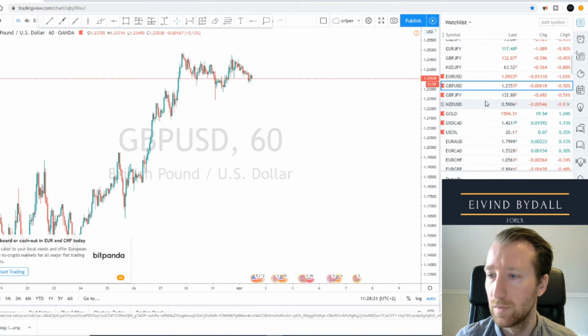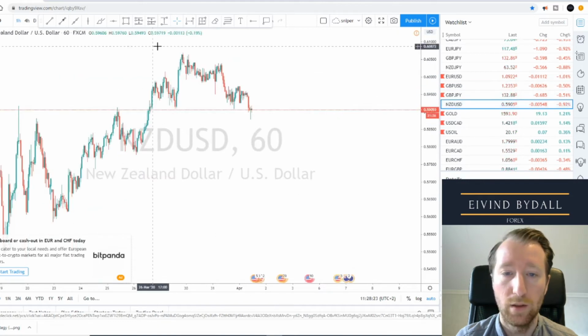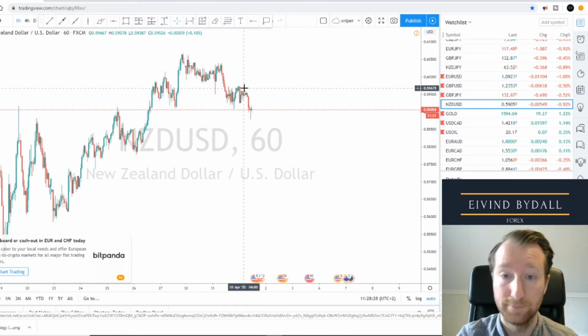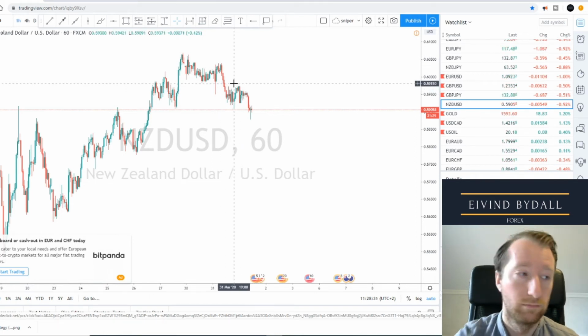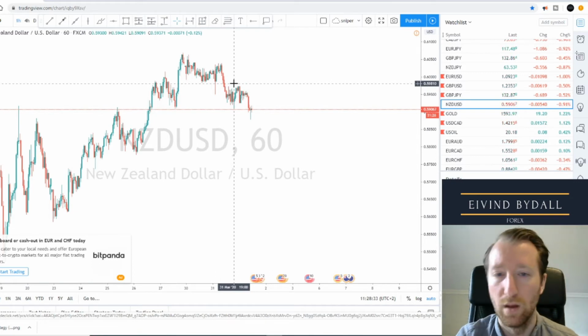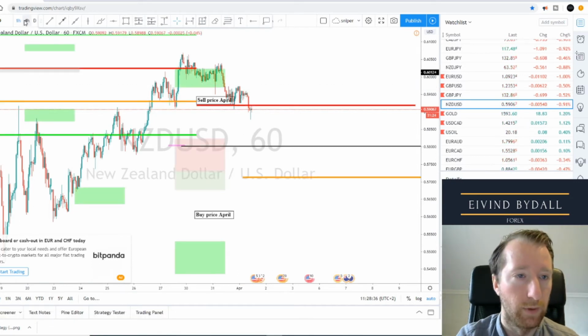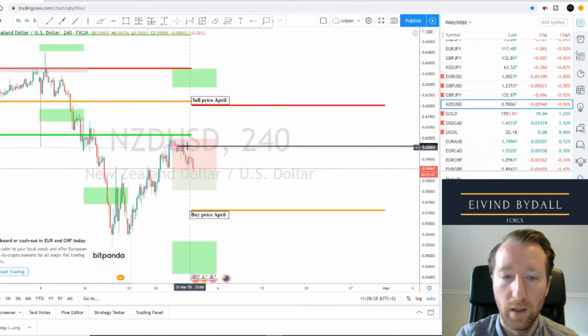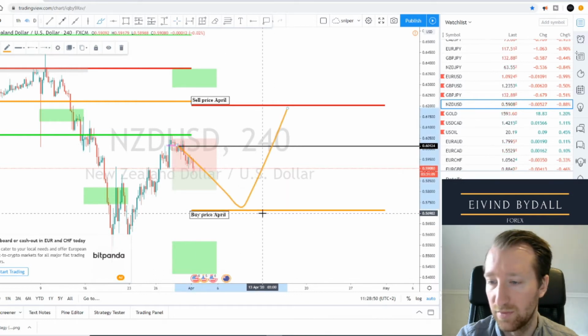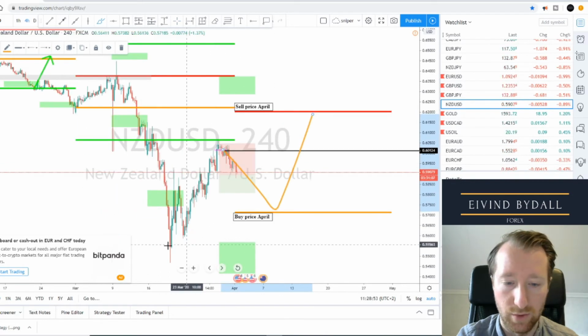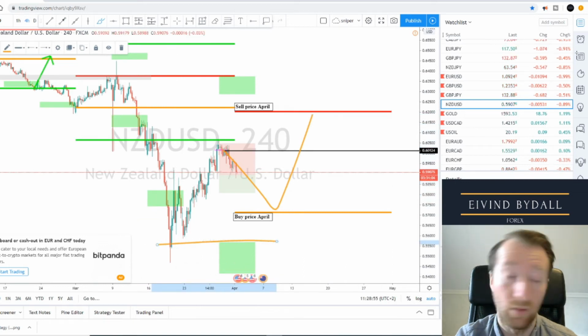Then let's go to New Zealand dollar. We also have a reversal here, double top, lower low, lower high, pull back, sell in this area here. Awesome. Where is the monthlies here? Again, we are in between the sell price and the buy price for the month. But if the price comes down here as a buyer, you're like, ooh, nice. Down to 57. Or if it comes down to 55, oh, nice.